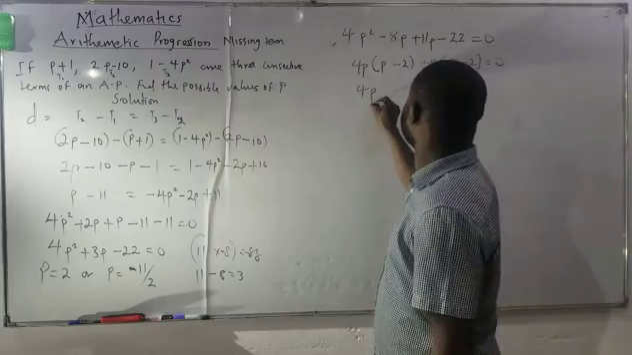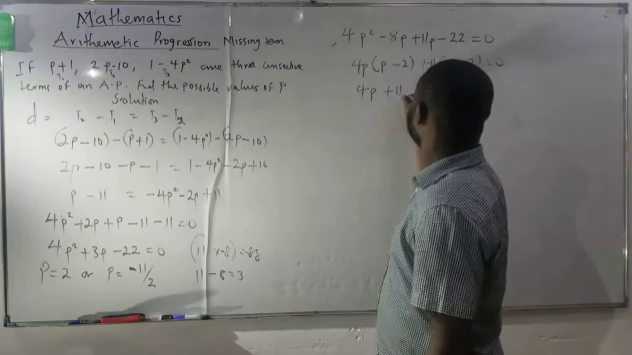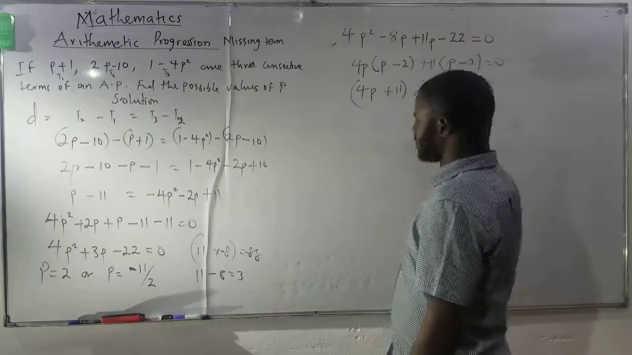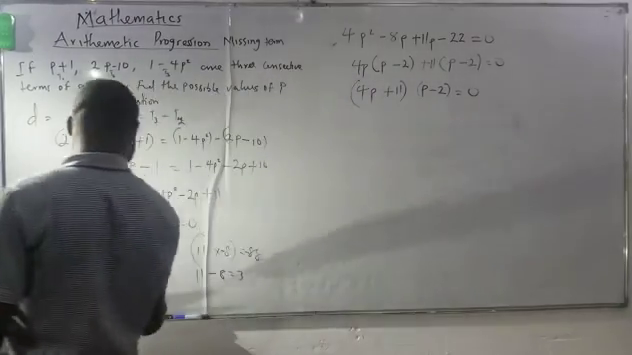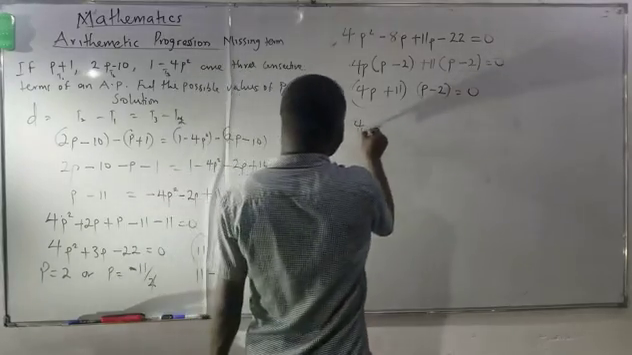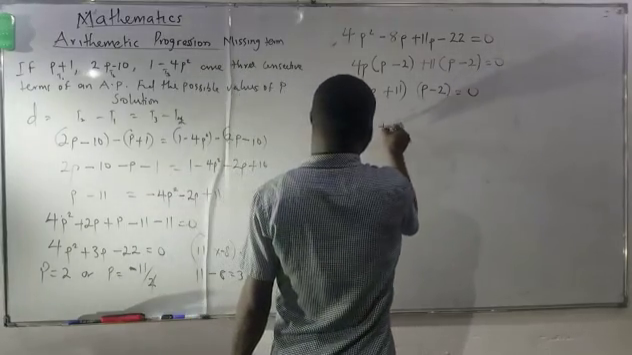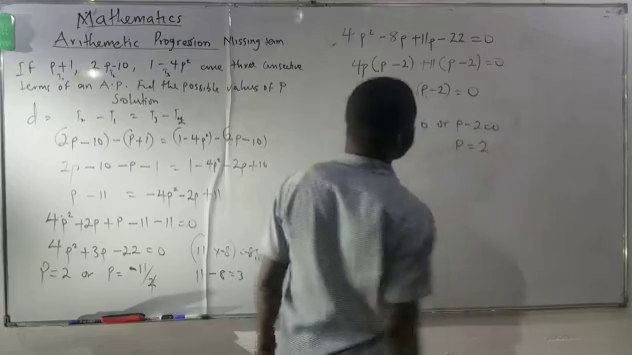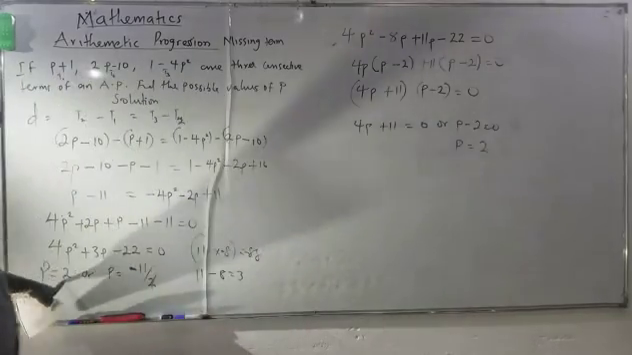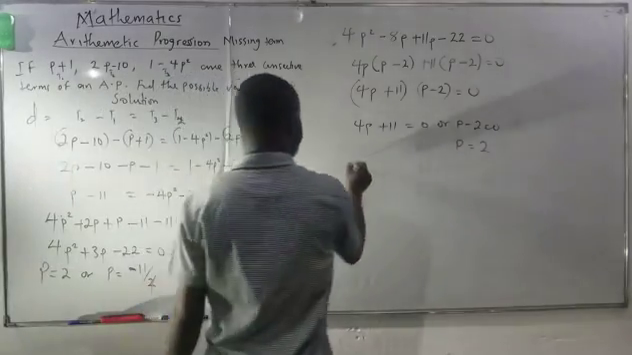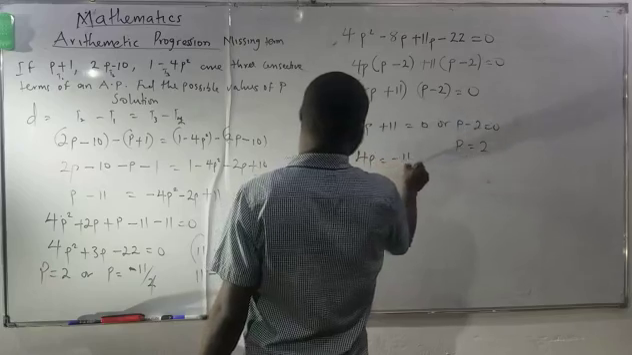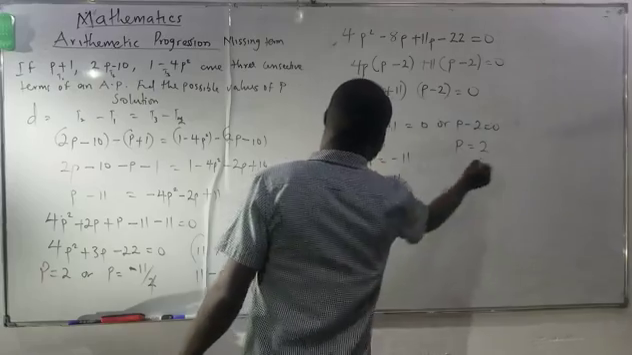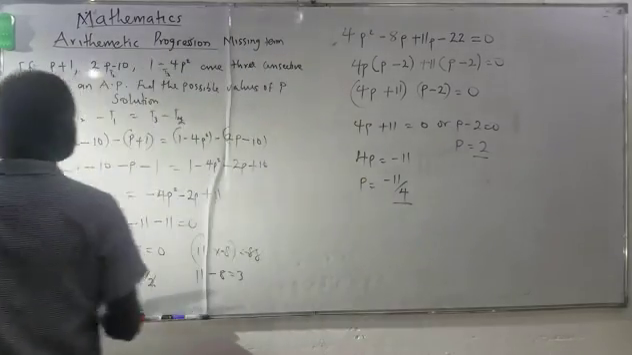Now, I'll have 4p plus 11 and p minus 2 equals 0. I made a mistake, sorry. Now, 4p plus 11 equals 0, or p minus 2 equals 0. P will directly equal 2 here, which is the 2 I've gotten. And 4p will equal minus 11, so p will equal minus 11 all over 4. Those are the possible values for P.